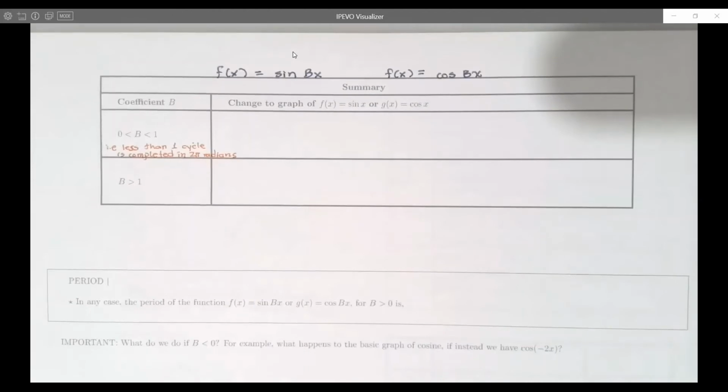Oh, you guys want to sit in here? And, yeah, in 2 pi radians. Oh, and so, well, sorry.